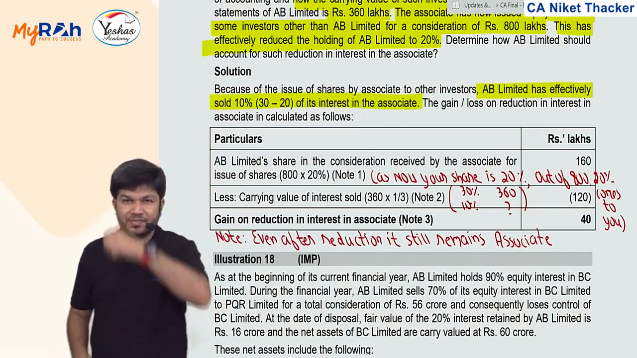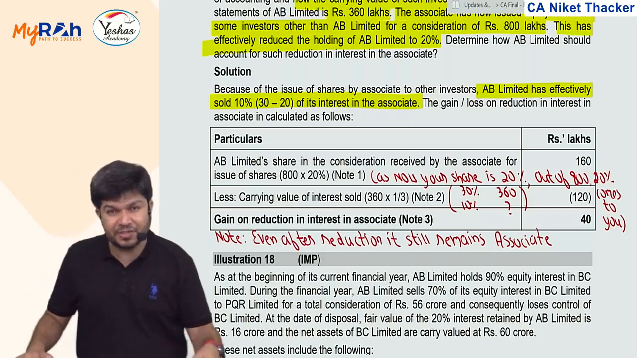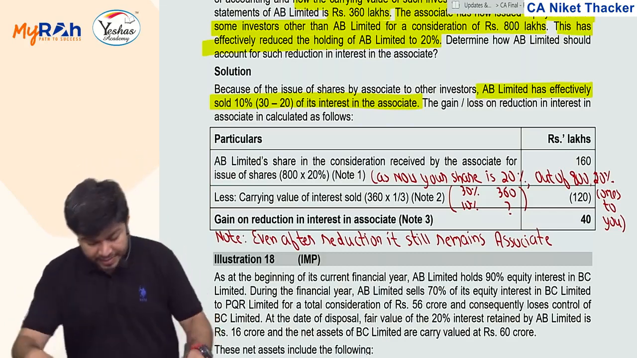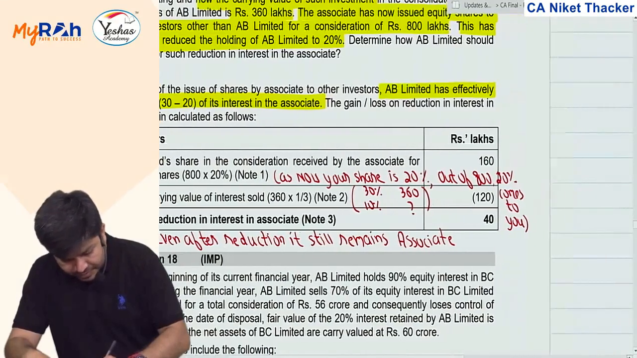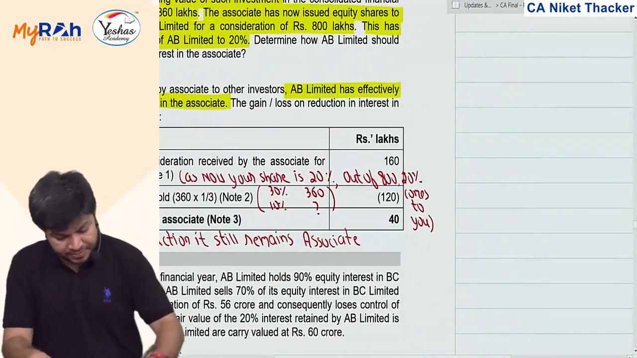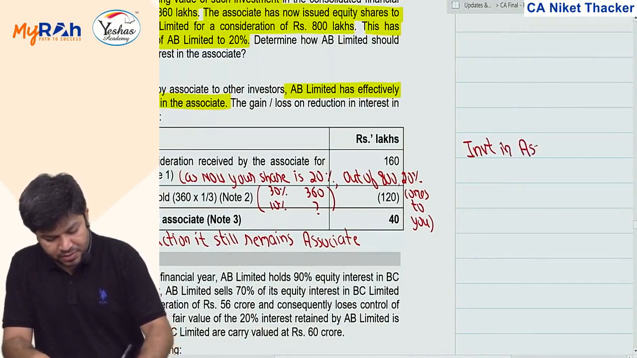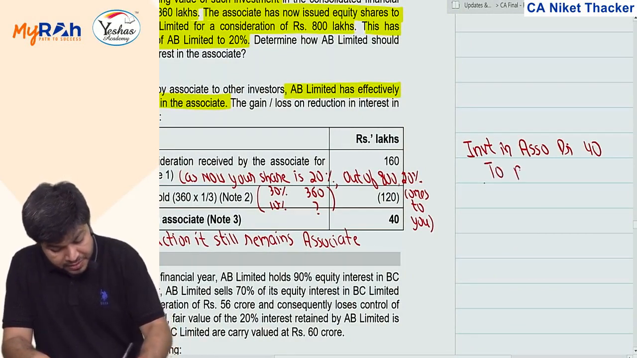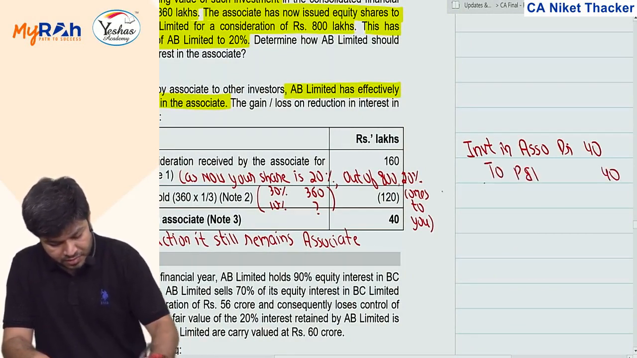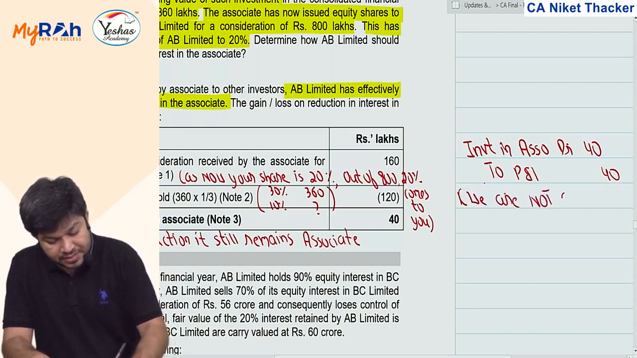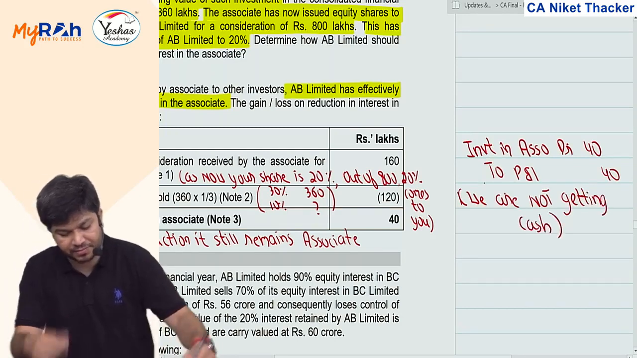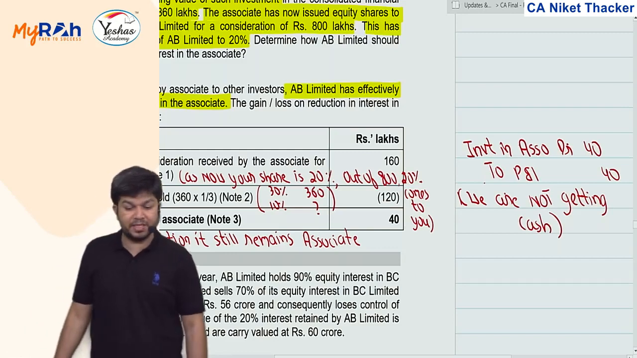You're not getting cash. So what will we do? The entry will be: you are not getting cash, so we will add it in investment in associates, debit 40, credit P&L 40. We can't write cash, it's investment debit, 40 to P&L 40.